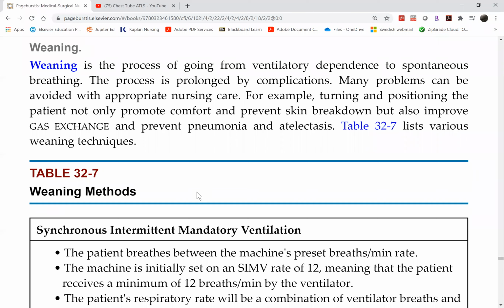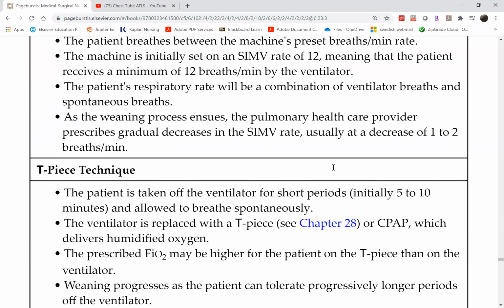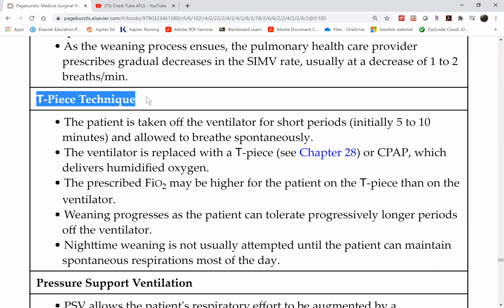Weaning. So we did our care. The patient now is ready for weaning. I mentioned earlier, SIMV is used. This is the T-piece, meaning we just disconnect the patient from the vent. We had a picture of the T-piece earlier.